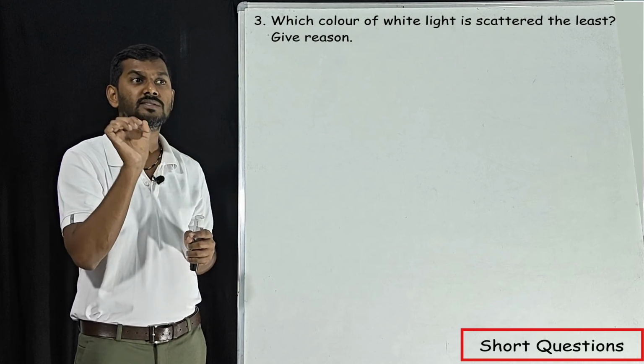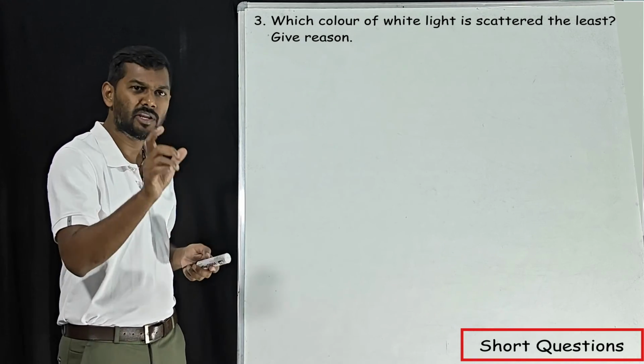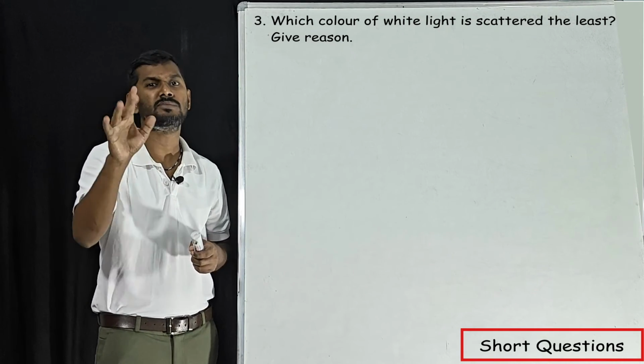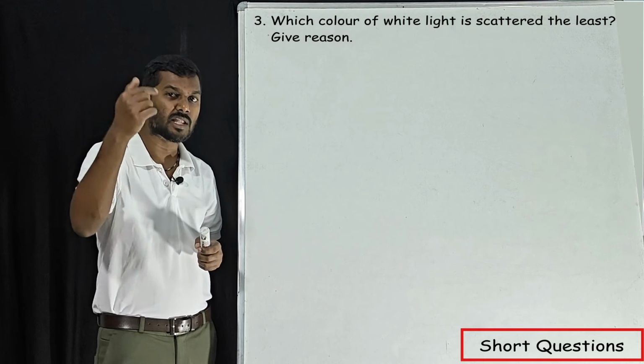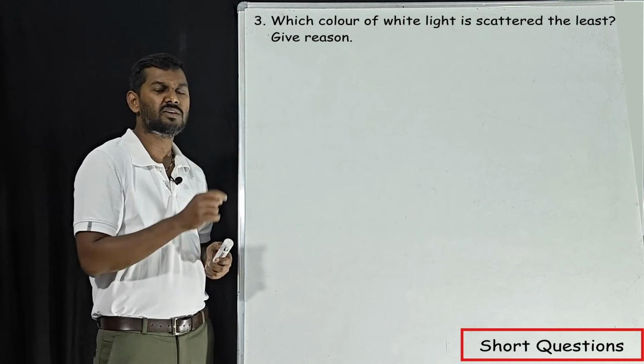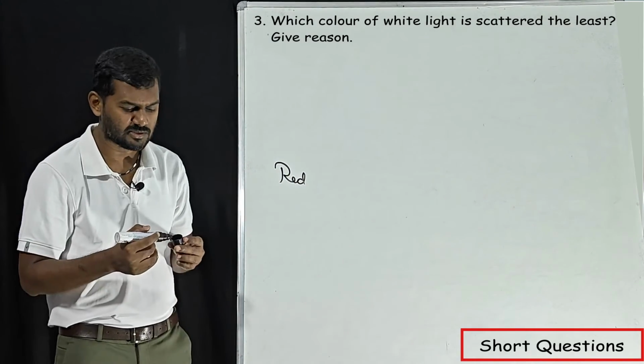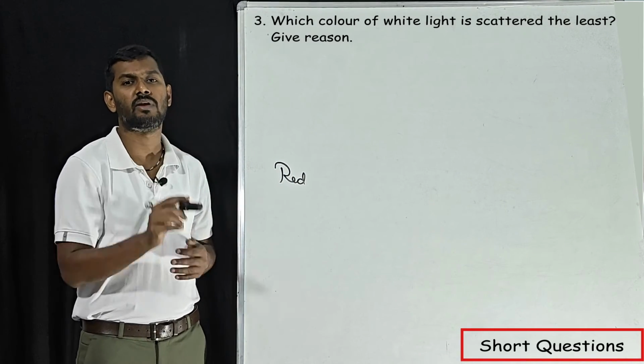So they are talking about scattering the least. We know which color has maximum wavelength, that will have minimum scattering. So the answer for this question is red. And they're asking for a reason. Why? Because it has the longest wavelength.